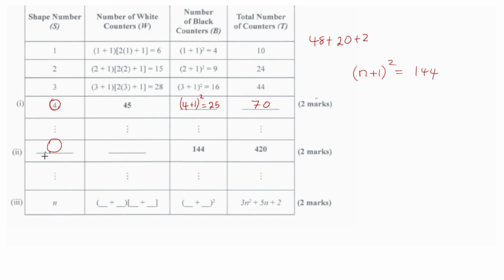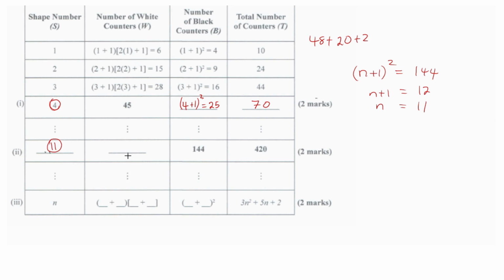N here has to do with the position of the shape in the pattern, and that's n. So here we take the square root of both sides, therefore we have n plus 1. The root of 144 is 12. We cannot have a negative value because it has to do with the position of the shape itself. So we subtract 1 from both sides, so n is 11. So the missing term here is 11. We can put 11 in there, okay?